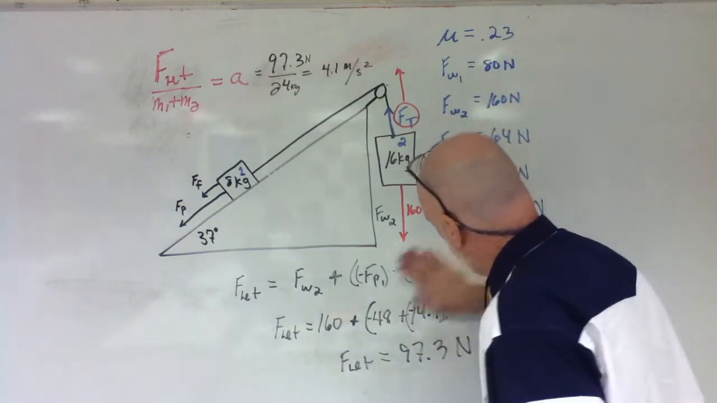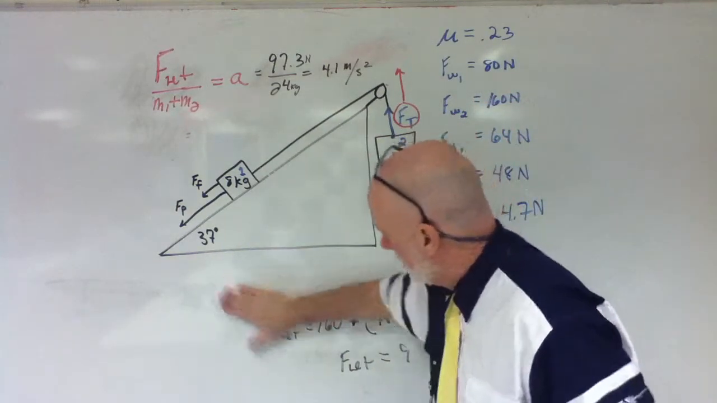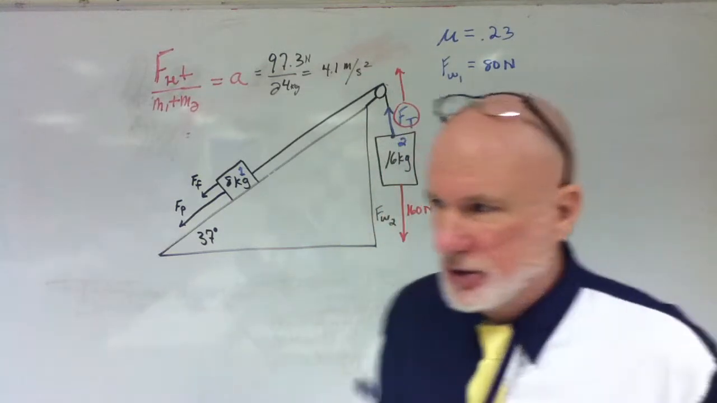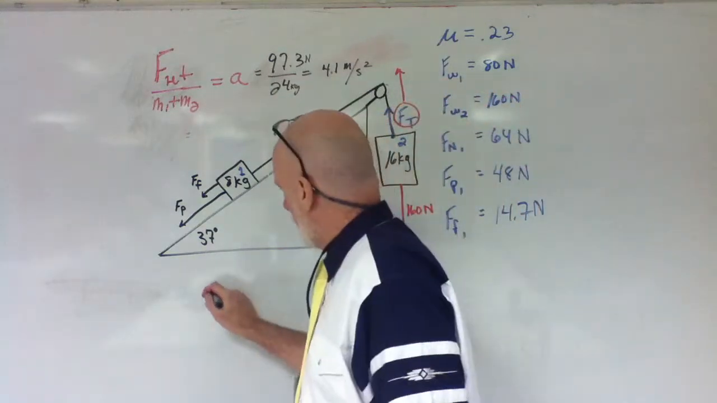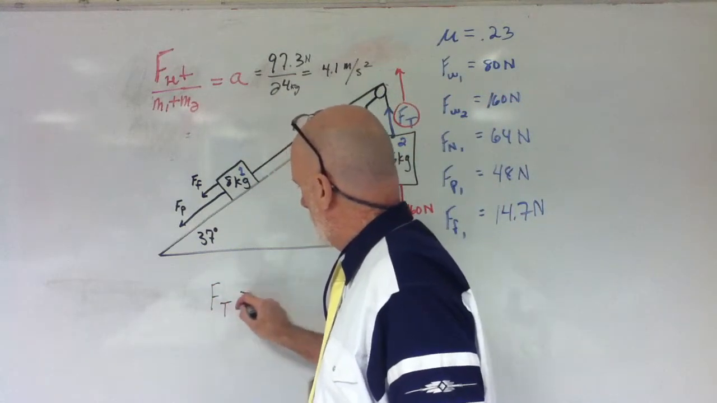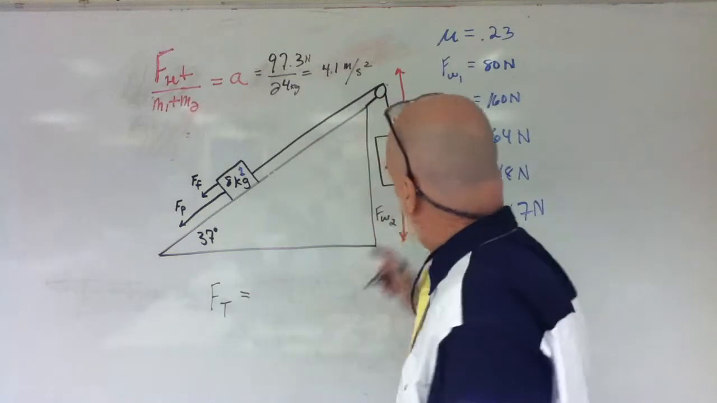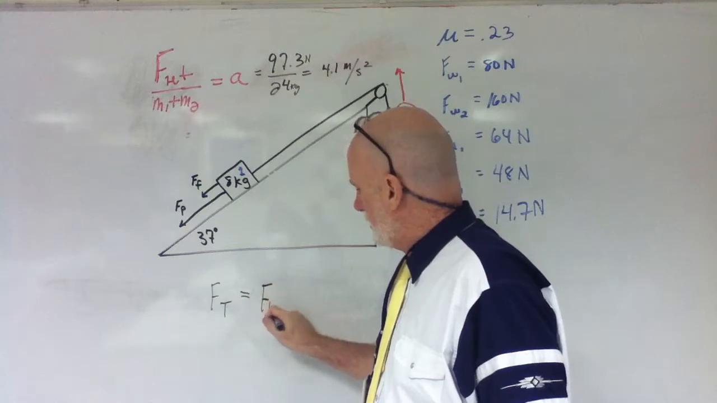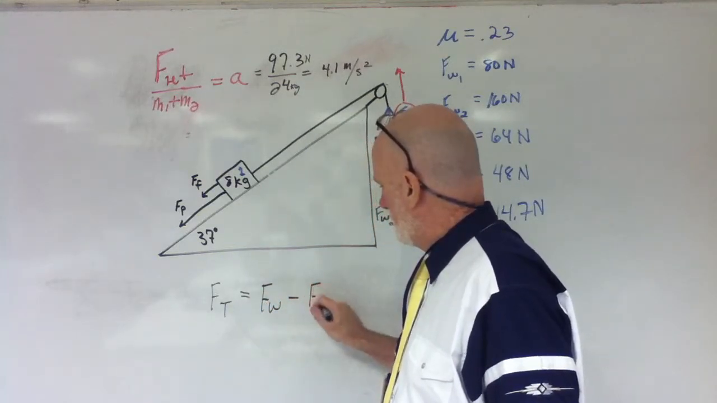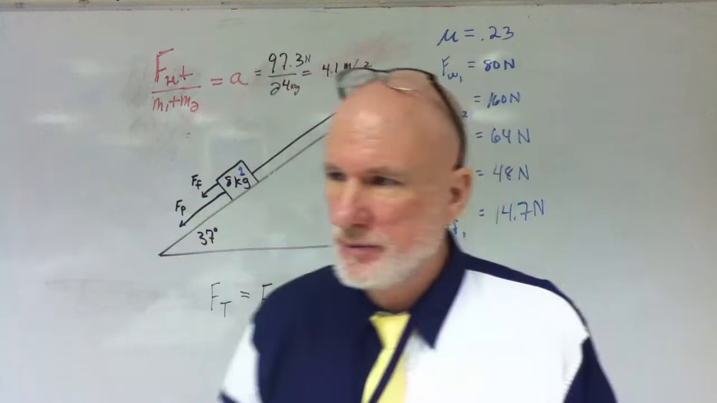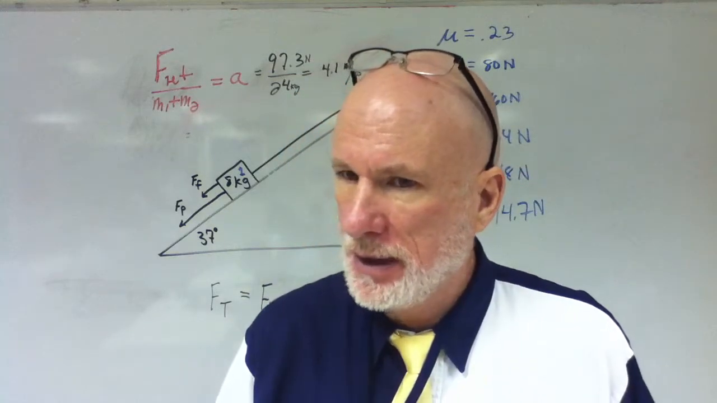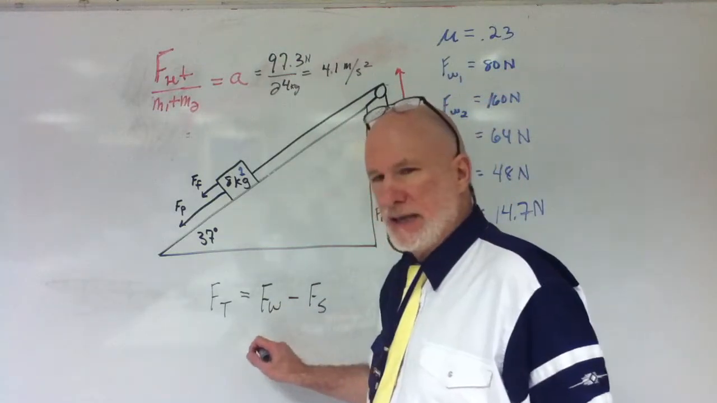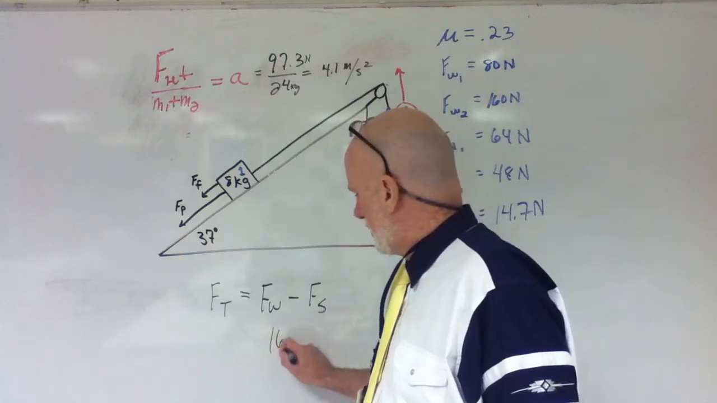Okay. And then what's this going to be down here? What else do we have to do? The tension, correct? So the tension here is going to be equal to the weight minus the support force. It'll be equal to the weight minus the support force. So what's 10 times 16? 160 newtons?